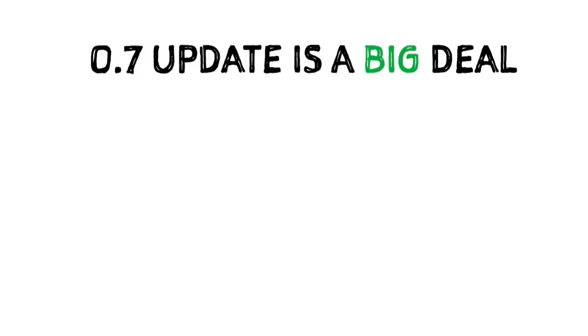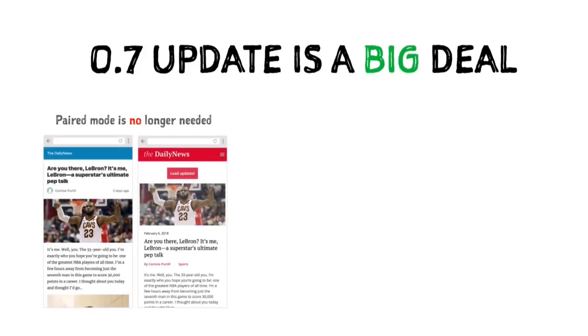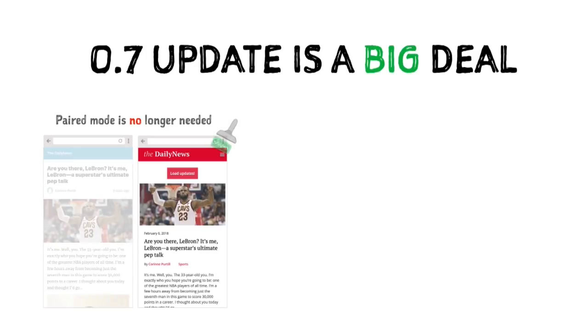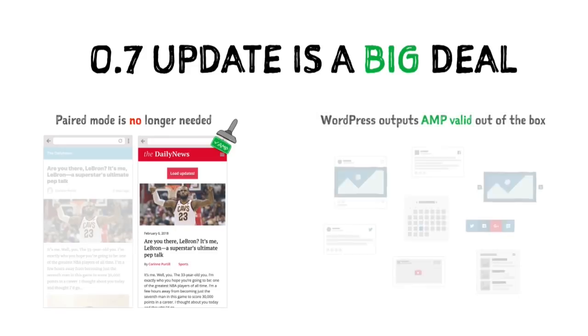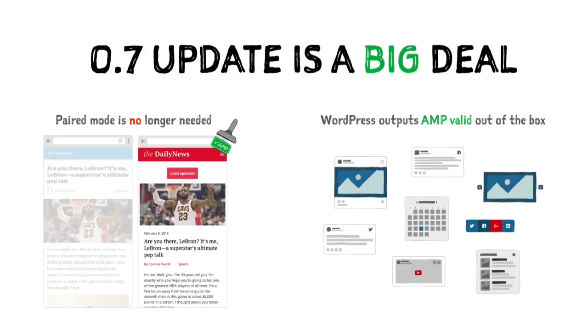Now, let's recap. There is no longer a need for paired mode. There's only one beautiful version of the website. There is no longer a need to maintain two versions of it. And then from a development perspective, people or companies, like we've heard the Washington Post early on, don't have to put this hard work into converting WordPress components and make them AMP valid. It is done out of the box with the 0.7 release.